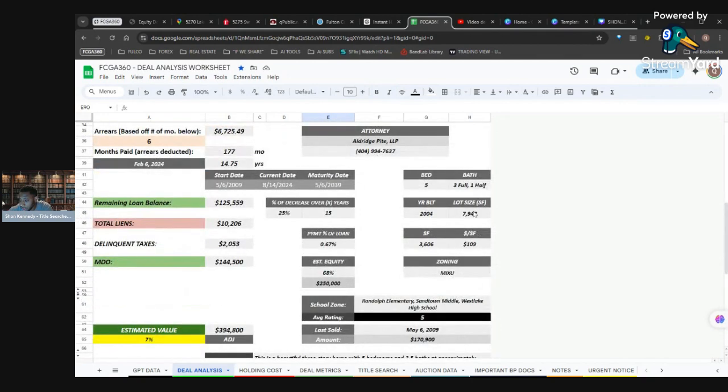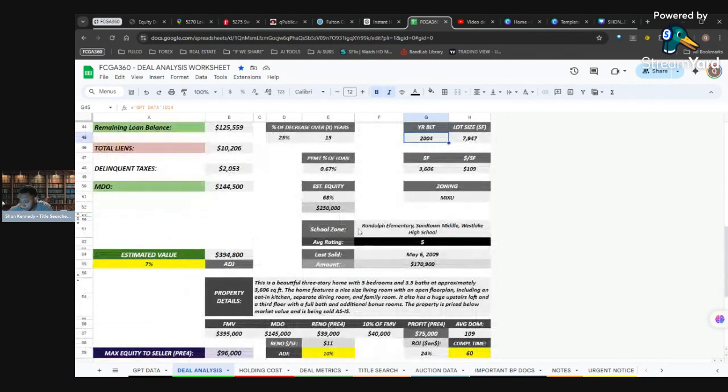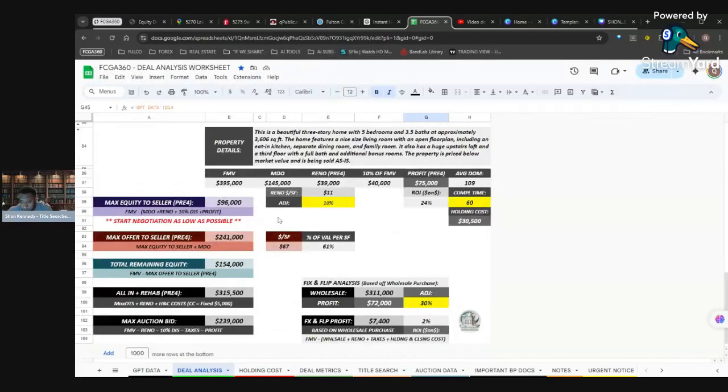It is a 2004 build, so it is 20 years old. There's some depreciation going on in there somewhere, so we'll just account for 39,000 on that. We've got $40,000 for the contingency, and we're looking to make a profit of 75,000 on this deal. Average days on market is 109. So of course we're going to need this contingency to even sell it lower than what it is listed at, because obviously it's not selling.